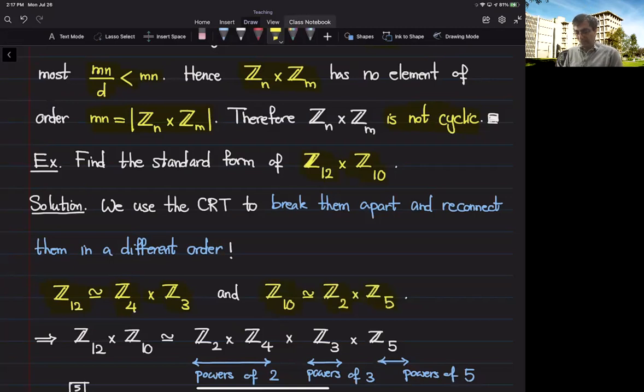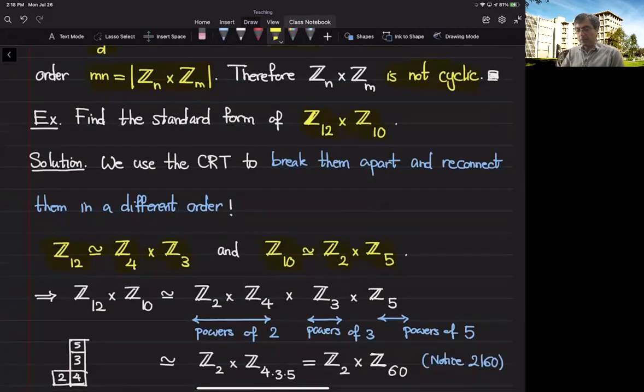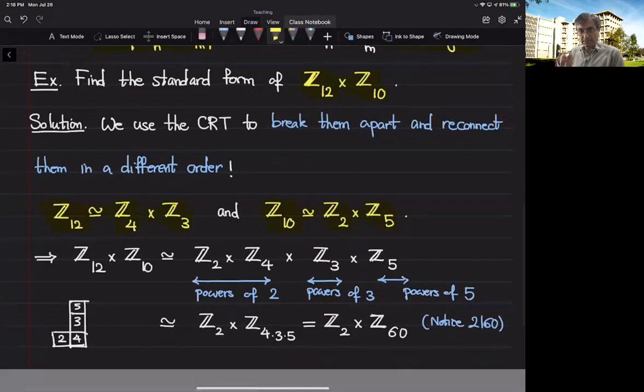Now the point is that I'm going to look at Cartesian product of these two. I'm going to reorder the terms and gather all the powers of 2 close to each other, then powers of 3 close to each other, then powers of 5. So I'm going to regroup these terms in terms of the primes that are involved, the prime factors that divide the size of these cyclic groups.